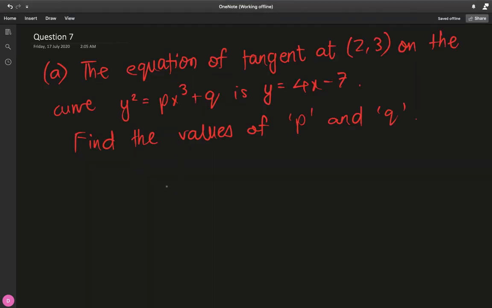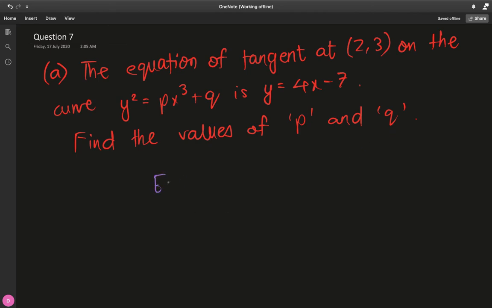Okay, so for question number 7, you could again select between A and B. So let's do both. First, let's do A. It's saying the equation of tangent at (2, 3) on the curve y squared equals px cubed plus q is y equals 4x minus 7. Find the values of p and q.